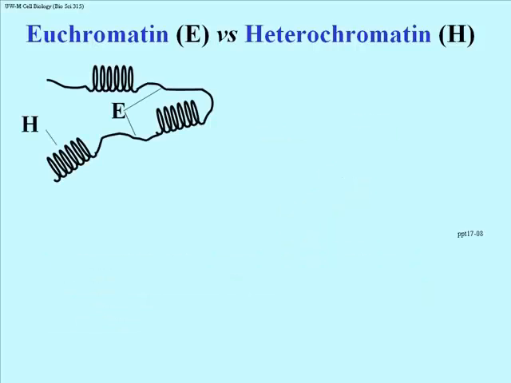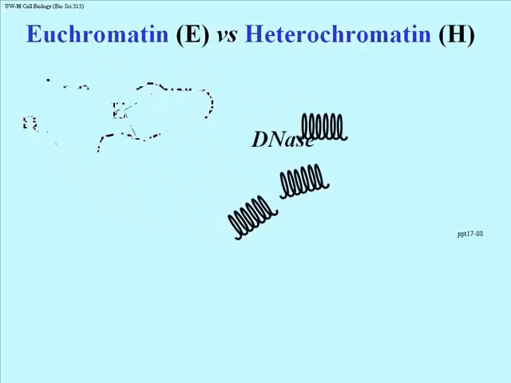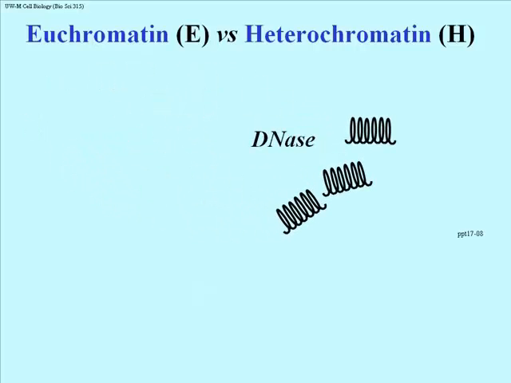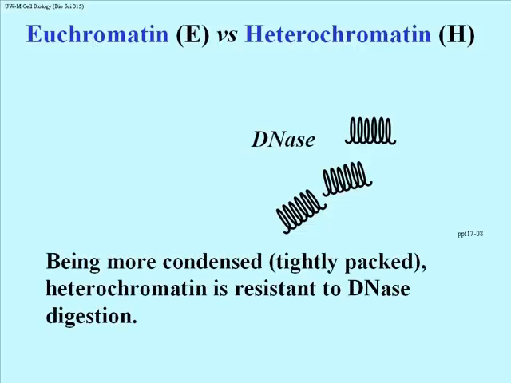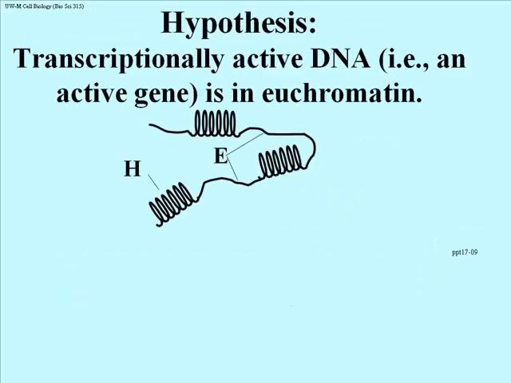Let's go back and take a quick look. So there's our cartoon of coiled and less coiled chromatin, heterochromatin and euchromatin. The less coiled material, the euchromatin, should be attacked by DNase more readily and more quickly than the coiled material, the, say, solenoid or higher order structure of chromatin. Because being more condensed, heterochromatin would be resistant to DNase digestion. Now, I'll catch up with myself.